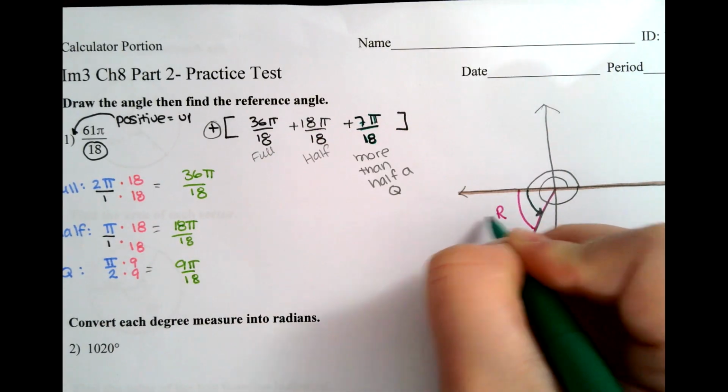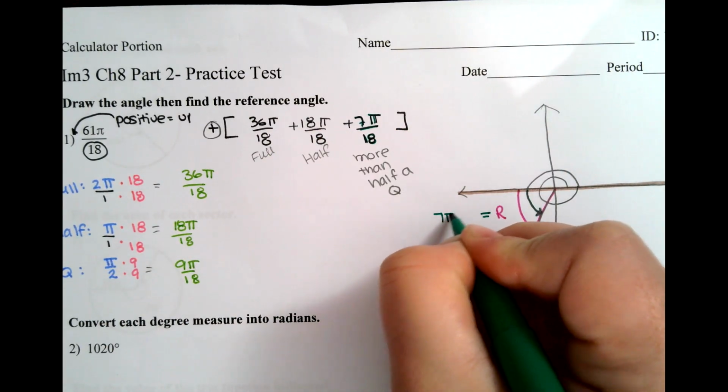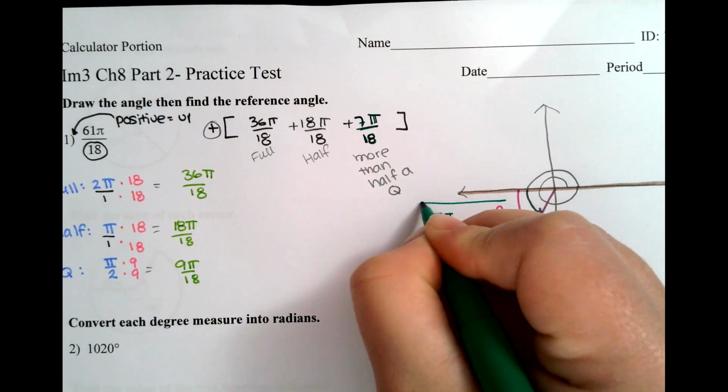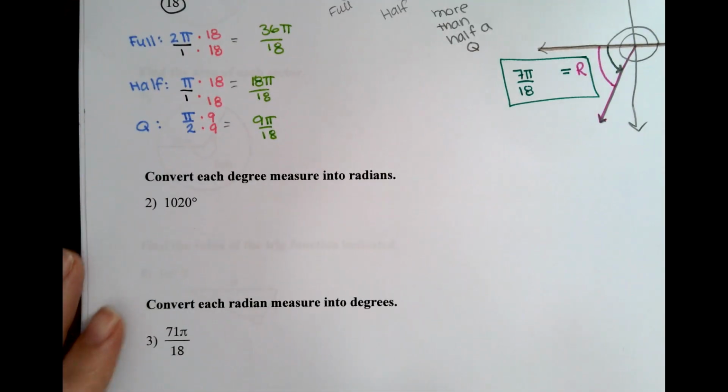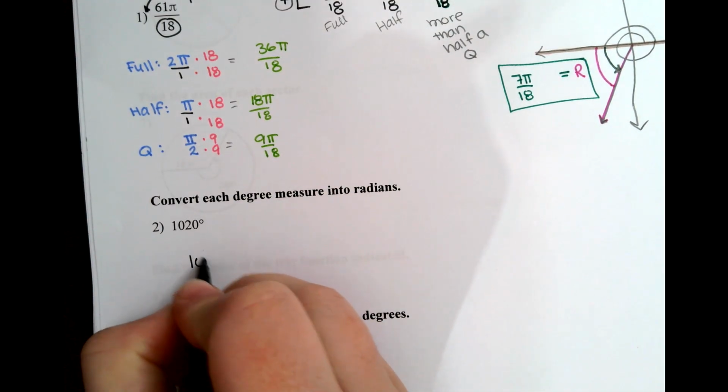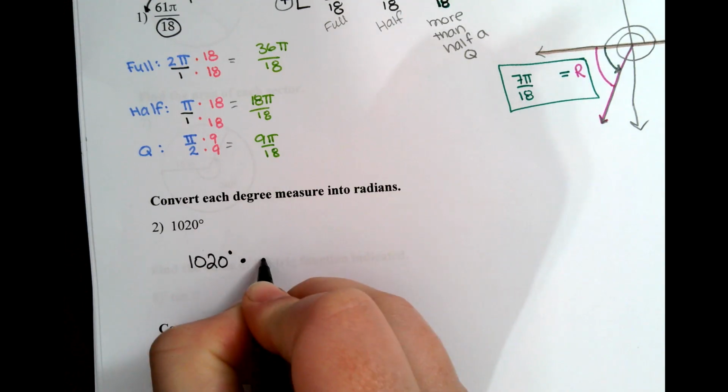Number 2, convert each degree into radian. So this degree here, we're going to multiply by our conversion rate, which is pi over 180 degrees. Don't actually multiply. Technically we are with that 180. But you can go ahead and start simplifying.